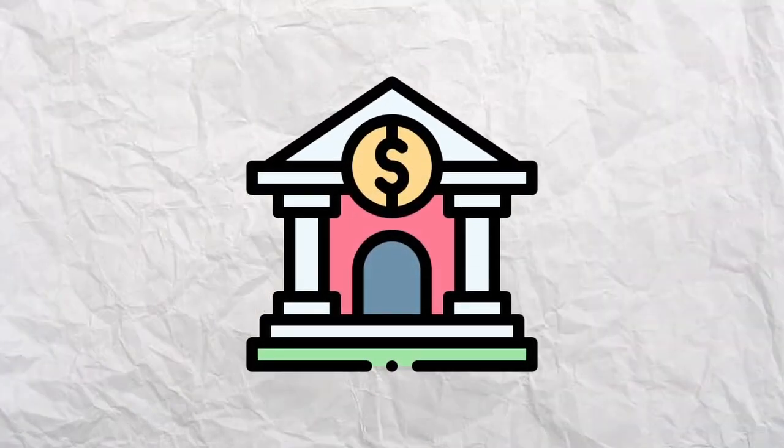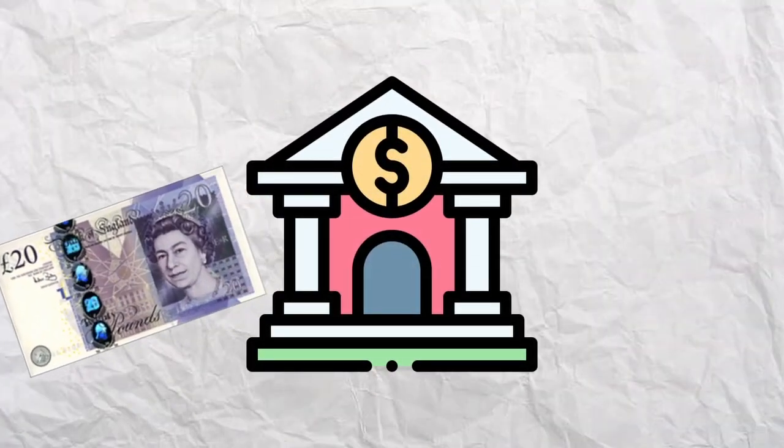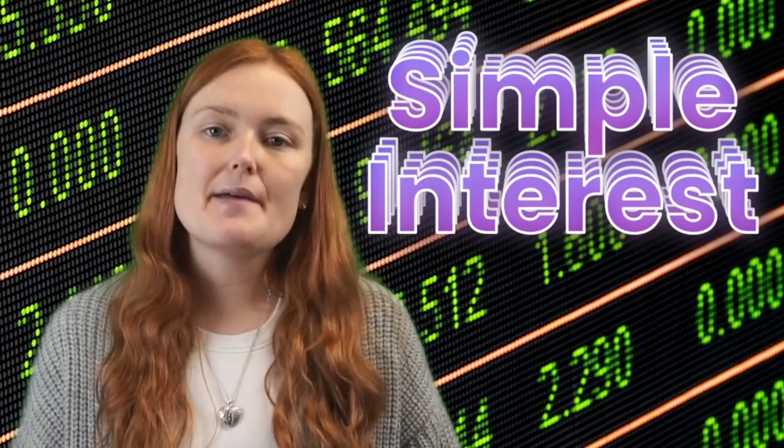In this session, we're going to talk about simple and compound interest. If you think about when you put money in a bank, they will pay you interest on that money. So every year, they will add extra money into your account. Simple interest is the same amount every year.